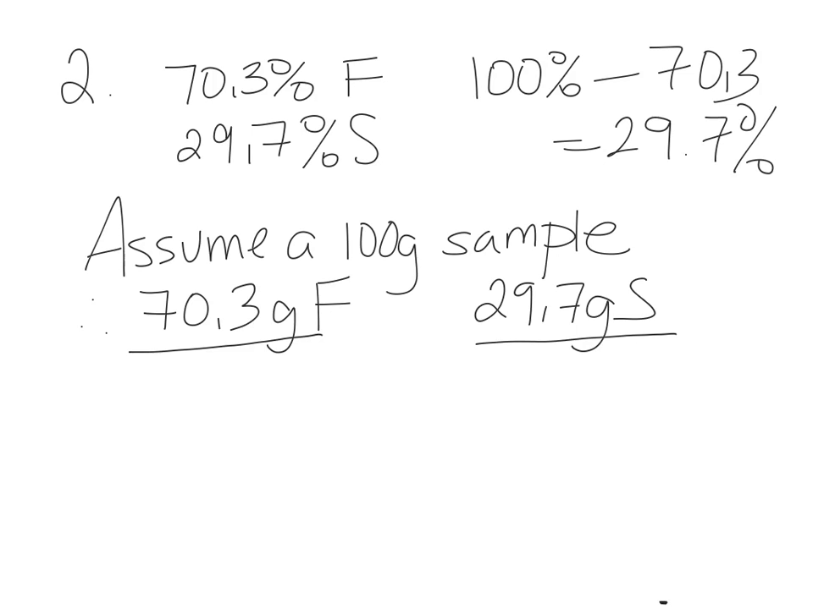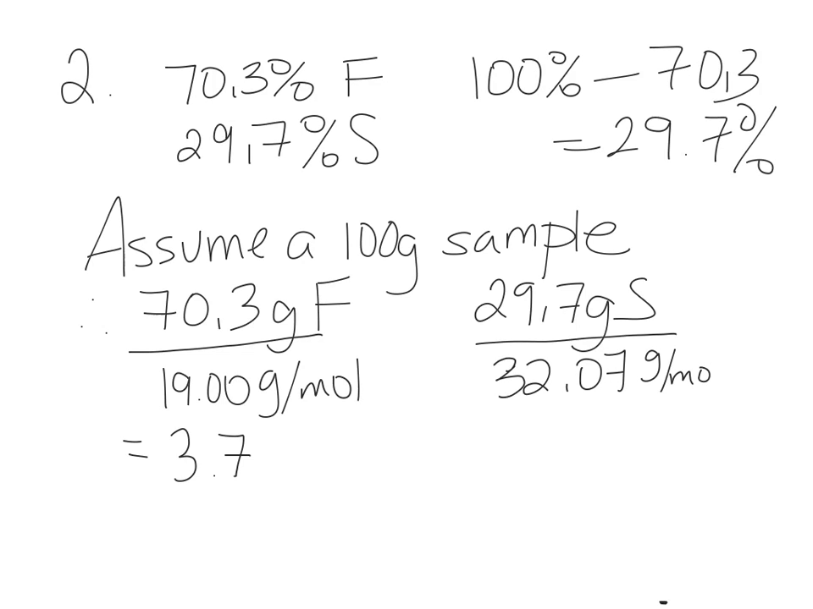What's the molar mass of fluorine? 19. So what's 70.3 divided by 19? 3.7? No. Wait. You need at least 4 sig figs, because there's 3 on the top, 4 on the bottom. So 4, right? I don't know. You said 4. 4 sig figs, so 0, 0.